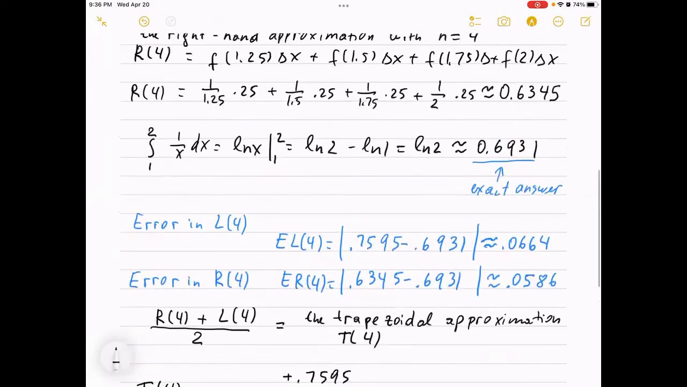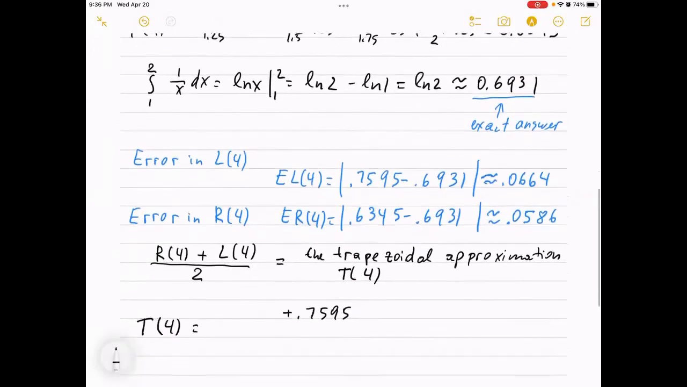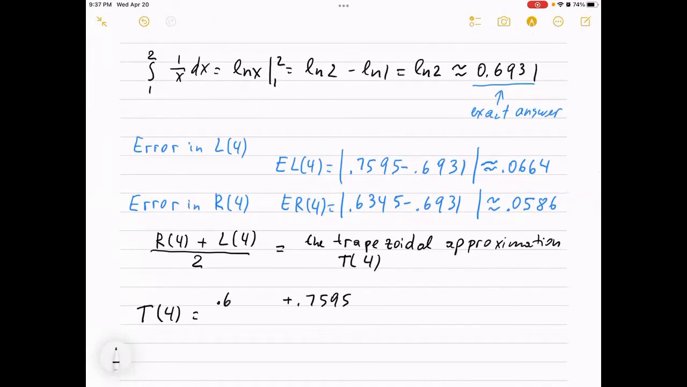For right, we get 0.6345. And we take the average, so we divide that by 2. Because all our approximations are to 4 decimals, in this case we're going to get 0.6970.